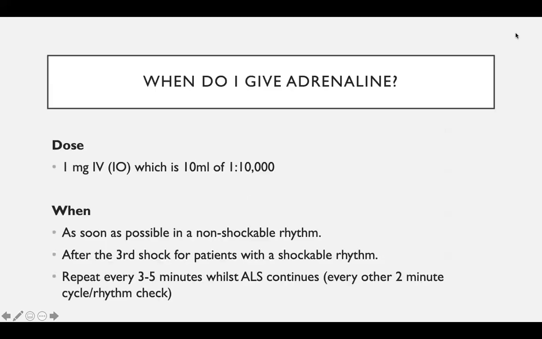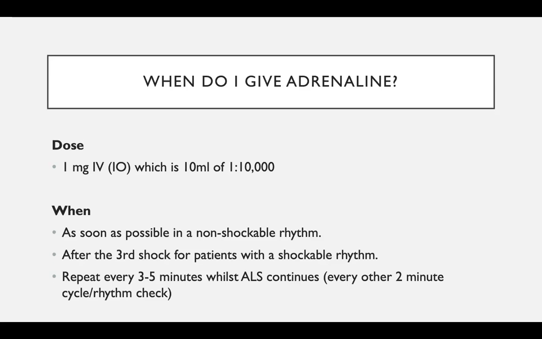Okay, and when do we give adrenaline? So the dose is 1 milligram, which is 10 mils of 1 in 10,000. We give adrenaline as soon as possible in a non-shockable rhythm. So that's as soon as we find a patient in a cardiac arrest. If they're in a non-shockable rhythm on our ECG, so for most of you, if you're in theatre, you'll be able to see if they're in PEA or asystole. And remember, over 70% of our patients will be in a non-shockable rhythm. So this is the vast majority of our patients we're going to see in cardiac arrest.